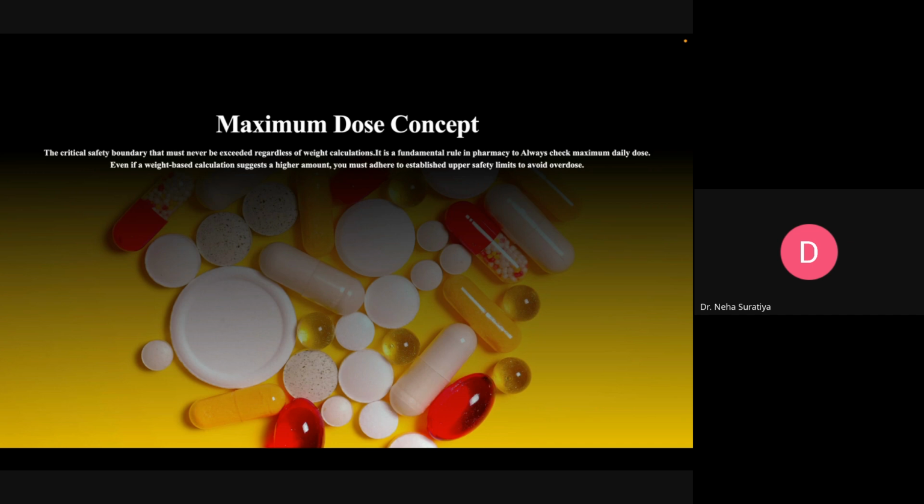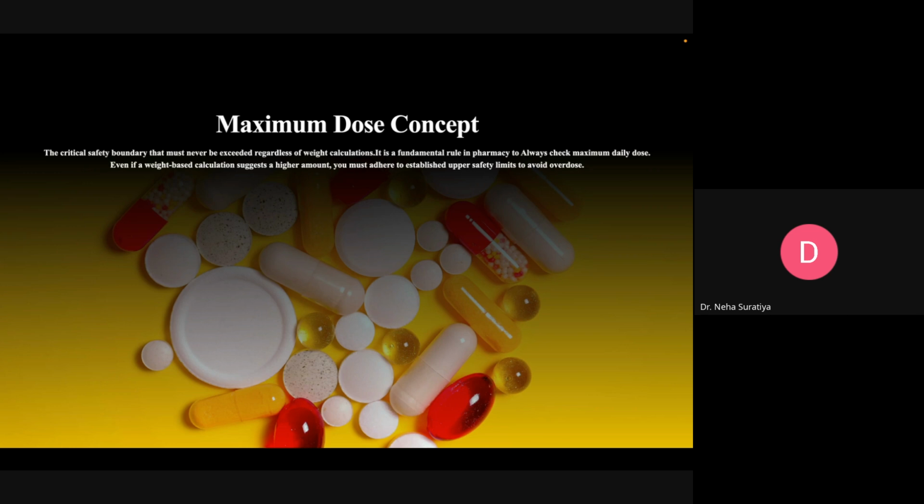For example, paracetamol has a maximum adult dose of 4 grams per day. Grams I used, not mg. I hope now you remember that kg, g, mg, and mcg sequence. So 4 grams per day is the maximum adult dose. You cannot cross it. Even if the mg per kg calculation suggests a higher dose, the pharmacist must intervene and recommend further dose adjustment according to the patient's criteria.